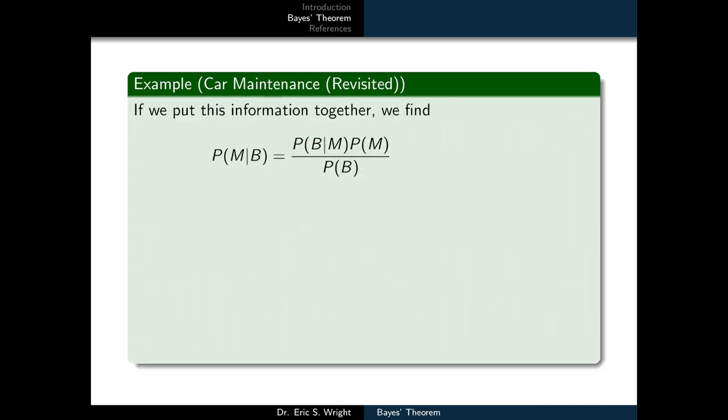If we put this information together, we find the probability of M given B equals the probability of B given M times the probability of M divided by the probability of B.